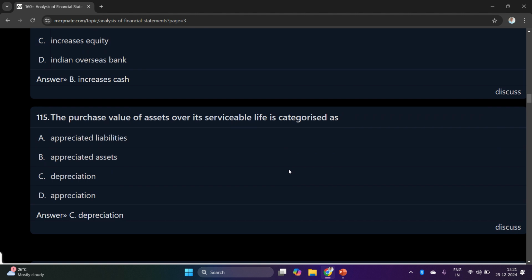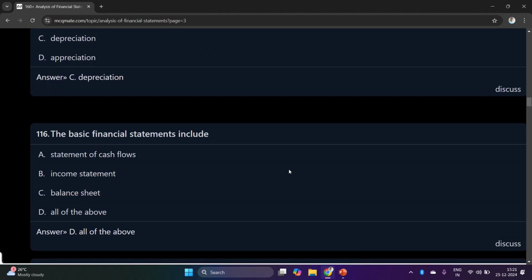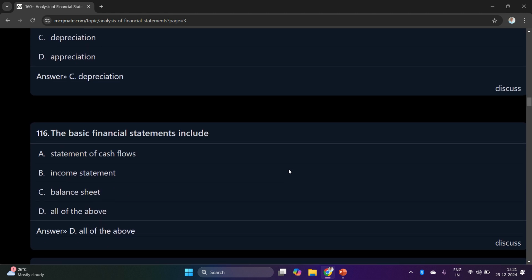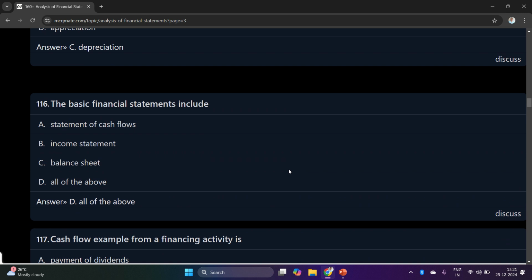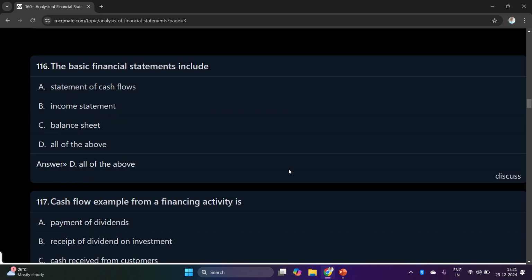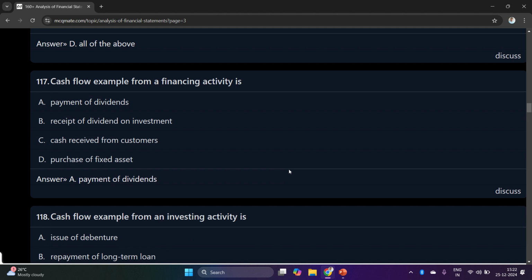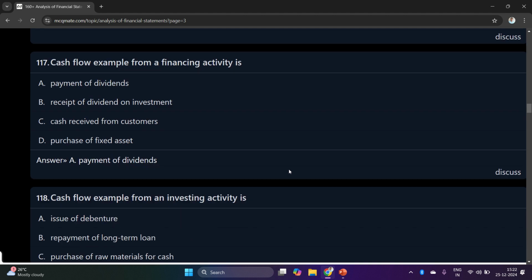The purchase value of assets over its serviceable life is categorized as depreciation. The basic financial statements include all of the above: income statement, balance sheet, and cash flow statement. Cash flow example from a financing activity: payment of dividend. Receipt of dividend is not a cash receipt from financing, and purchase of fixed assets is not financing.